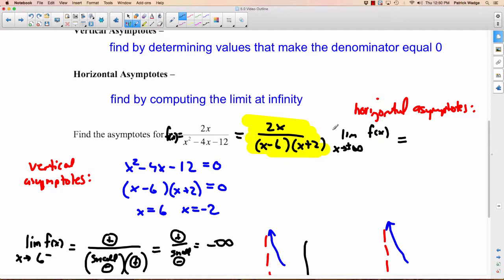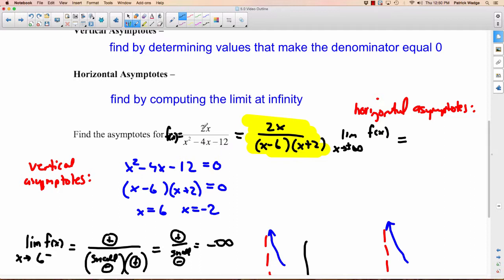The very quick way, remember, is you could look at the degree of the numerator and denominator, and since the degree of the denominator is bigger than the degree of the numerator, then we know that the horizontal asymptote will be at y equals 0. That'll always be the case if the denominator has a bigger degree.